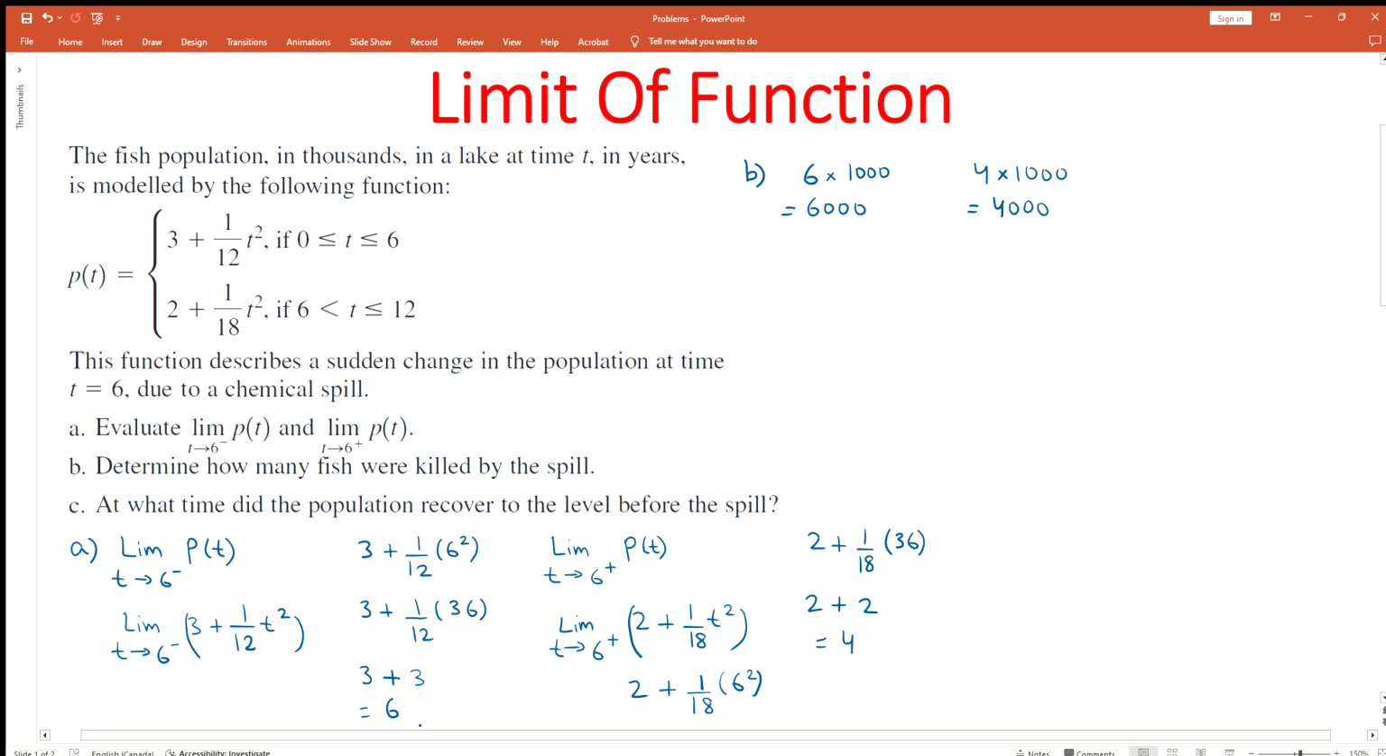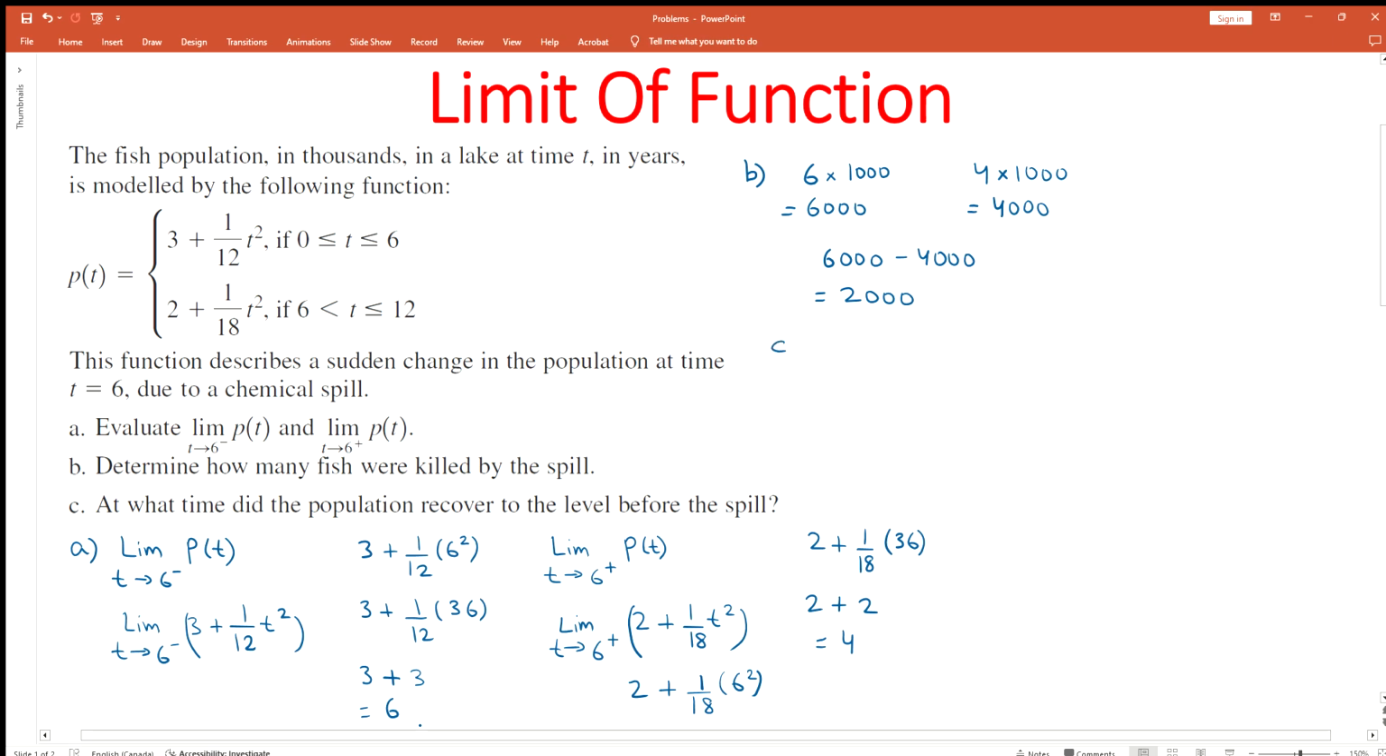We have to calculate how many fish were killed by the spill. For that we should subtract 4000 from 6000, which is equal to 2000. That means 2000 fish were killed by the chemical spill. This should be the final answer for part B.